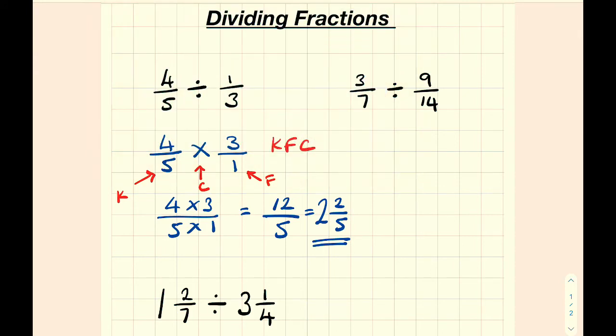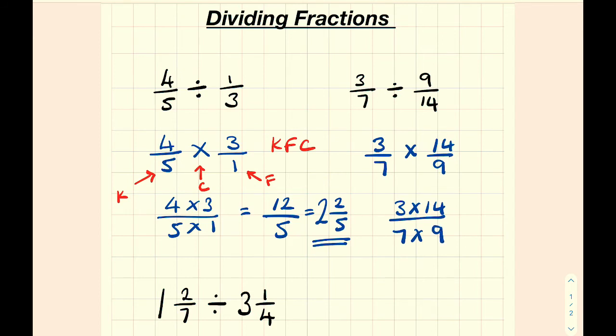Okay, right, let's just have a quick look at the second example. Again, let's just write out the first fraction because we're going to keep it. We're going to flip the second fraction and then we're going to change the sign. So keep the first, flip the second fraction and change the sign. Okay, now once you've done that, again, it's a case of multiplying the two numerators and the two denominators.